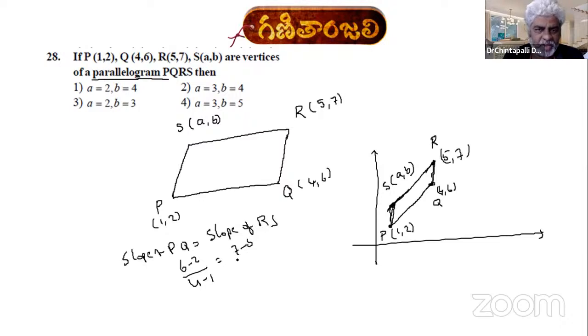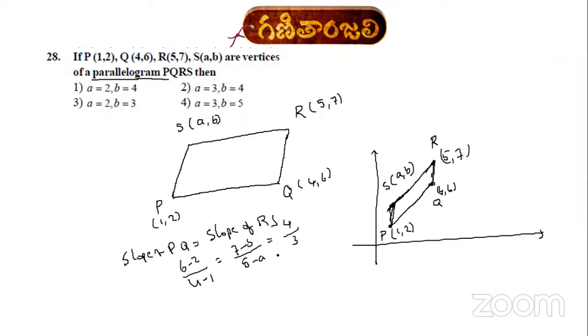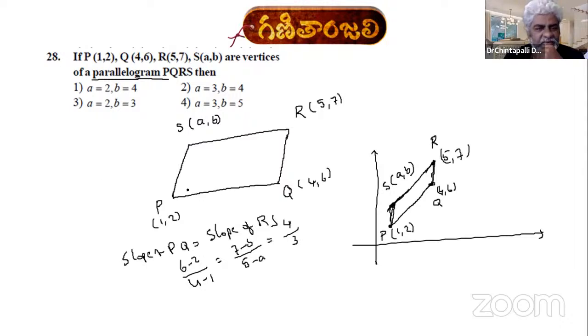7 minus B by 5 minus A, right? It is equal to 4 by 3. Got it? 6 minus 2 is 4, 4 minus 1 is 3, right? Can you expect the answer? We got 7 minus B by 5 minus A is equal to 4 by 3.